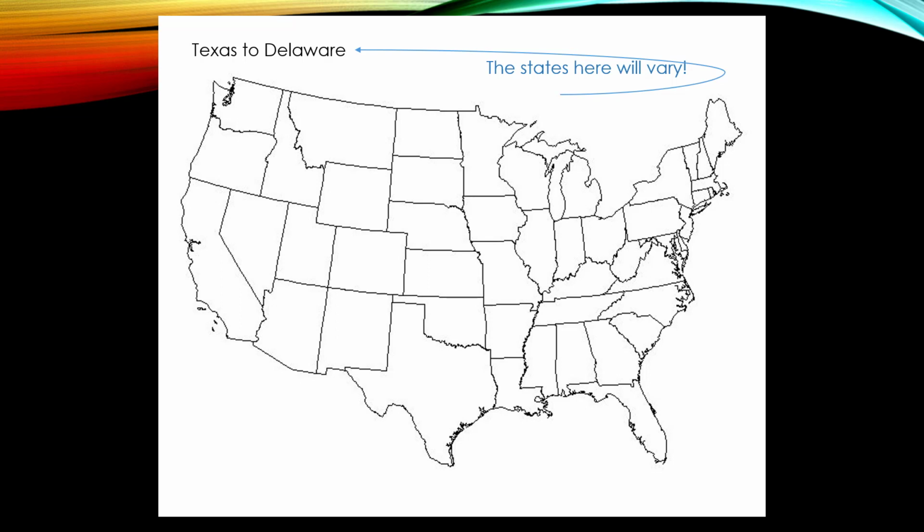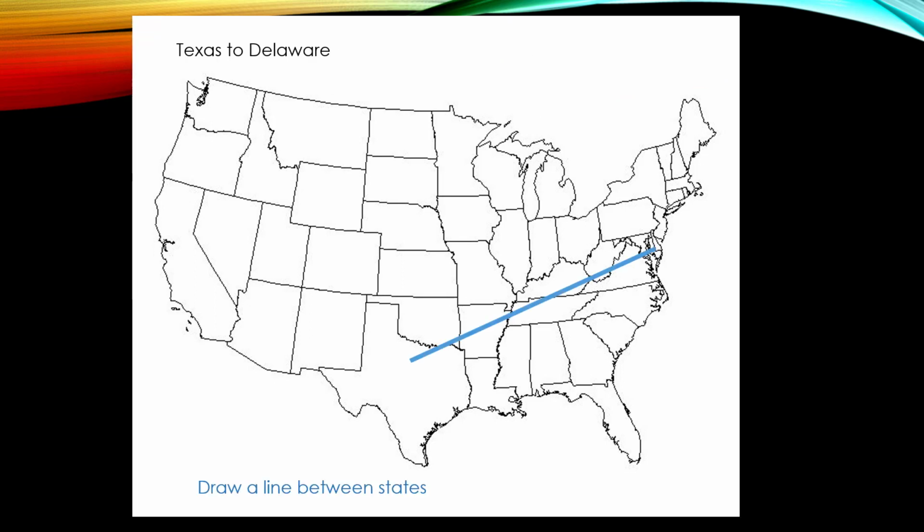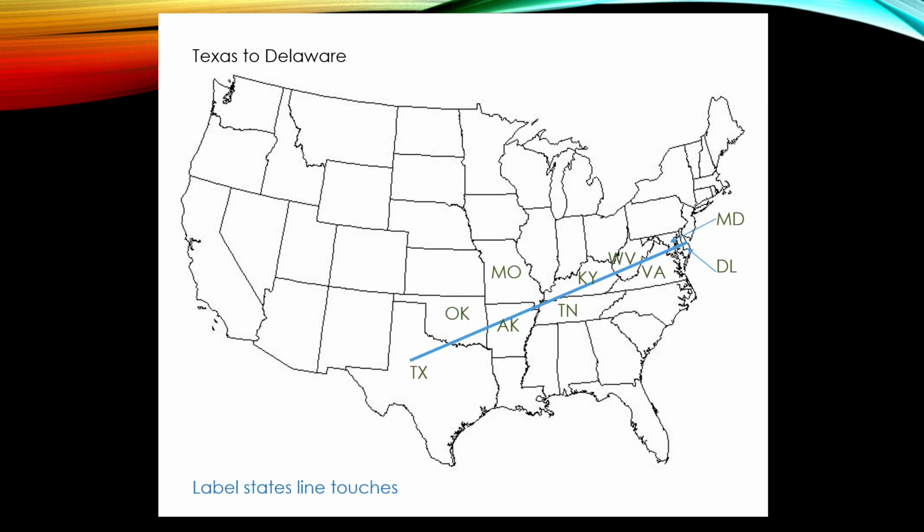So when you have this piece of paper in front of you, the first thing you're going to do is draw a line between the 2 states. So here there is a line between Texas and Delaware. Once you have drawn the line, simply label all of the states that your line touches. I have used the post office abbreviations on these states. You can use any way you want to label those states, as long as I can tell what you mean.